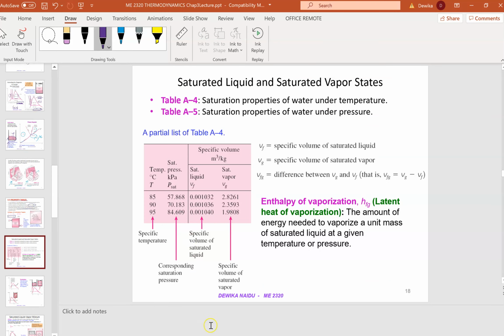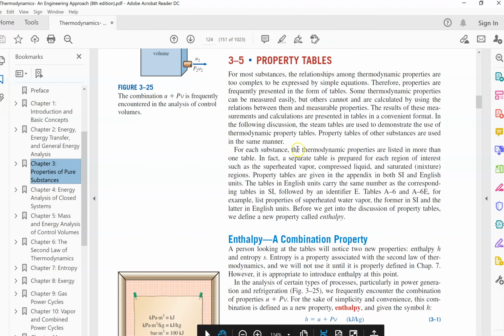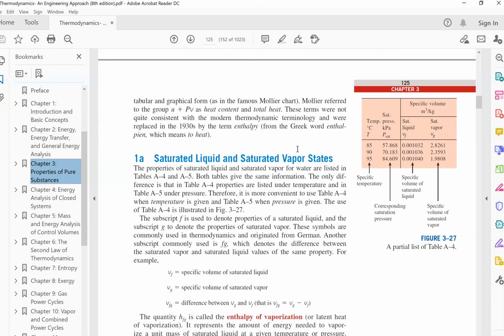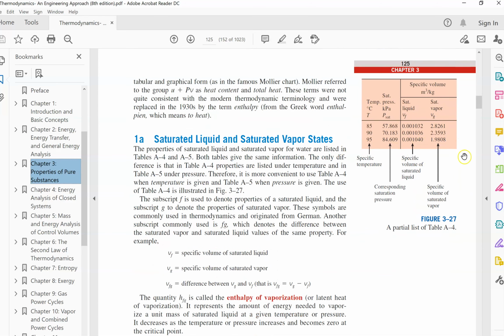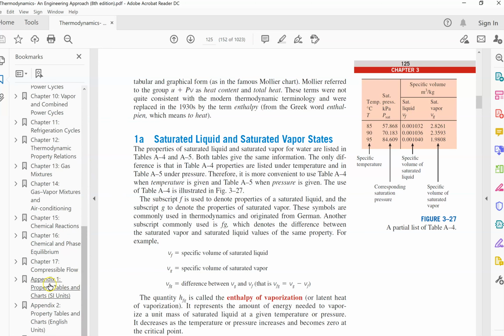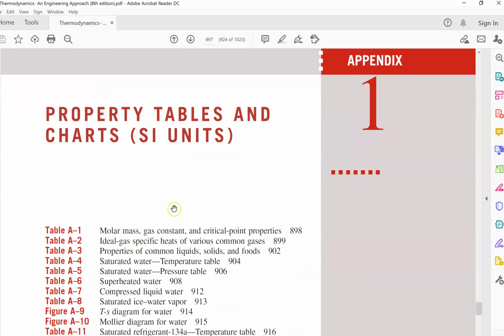Where do you have to go to find the table? Now, let's go to your textbook. You are now at property tables, chapter 3.5, right? How to go to the table at the back of the textbook? This is your chapter. We're going to look at the back of your textbook. Very easy. You just go to the last page and go to the appendix. In the appendix, can you see all this list?